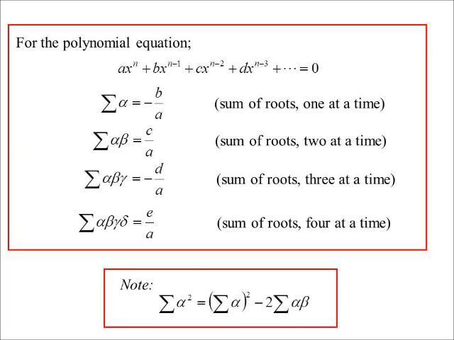Now, you may remember this idea when we had to find the sum of the roots squared, the alpha squared plus beta squared, and we played around with the perfect square. That pattern also exists for all of them. So sum of the roots 1 at a time squared will always be the sum of the roots 1 at a time squared, the pause there was important, minus 2 times the sum of the roots 2 at a time. Yeah. So that will always be true.